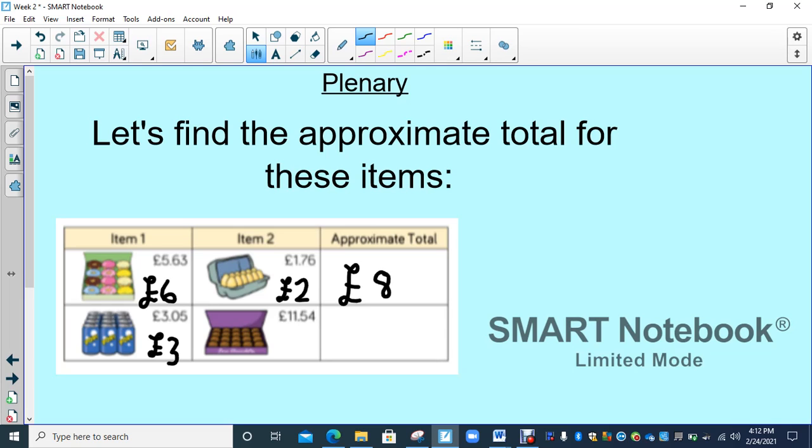Then lastly, I've got a box of yummy chocolates or something, which cost £11.54. Remember, 50 pence or more, you are rounding up to the nearest pound. So therefore, that'll be £12. £3 add £12 is £15. So the approximate total is £15.